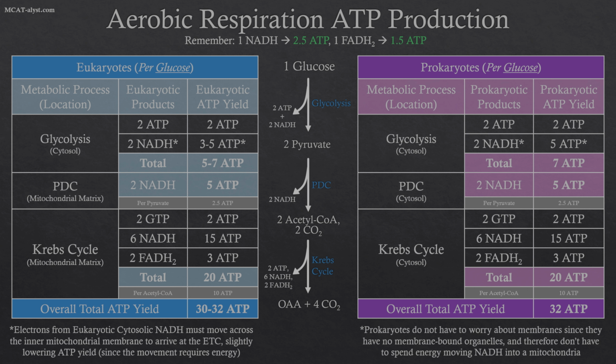Prokaryotes on the right, however, don't have to worry about this. They don't have NADH shuttles for their mitochondria because they don't have mitochondria, which is why they can get the full 32 ATP per glucose.